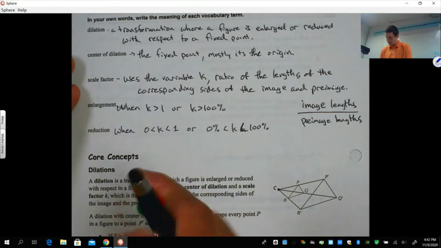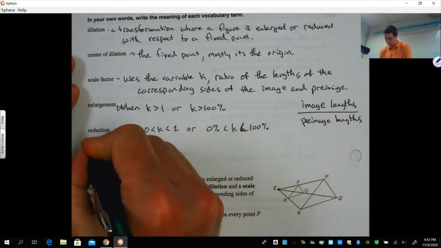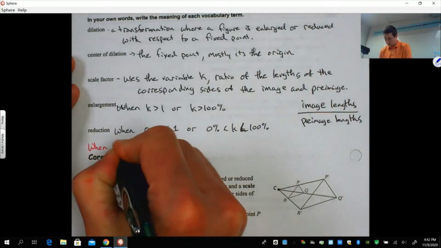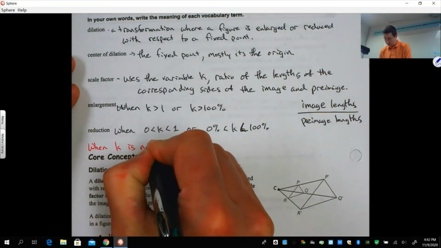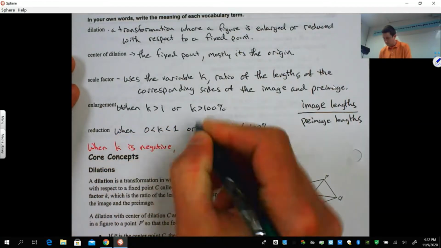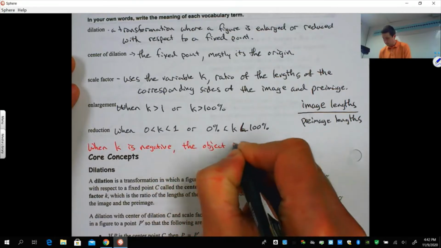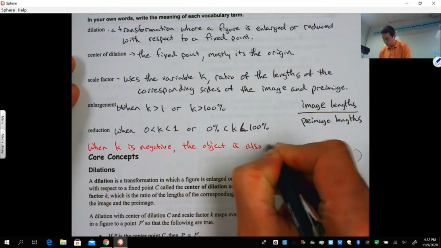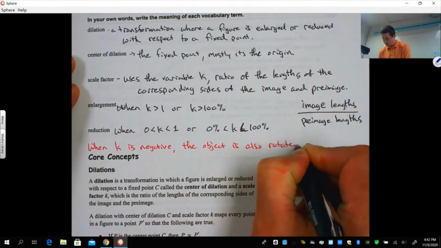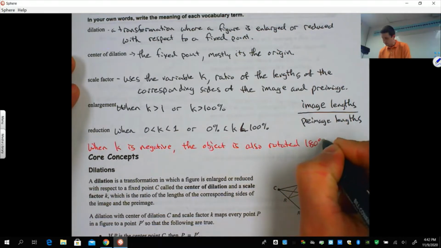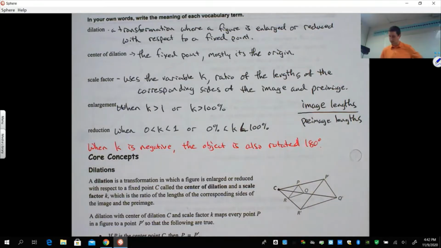Another thing to add to this, when k is negative, the object is also rotated 180 degrees. So if k is negative, you also have a 180 degree rotation out of it.